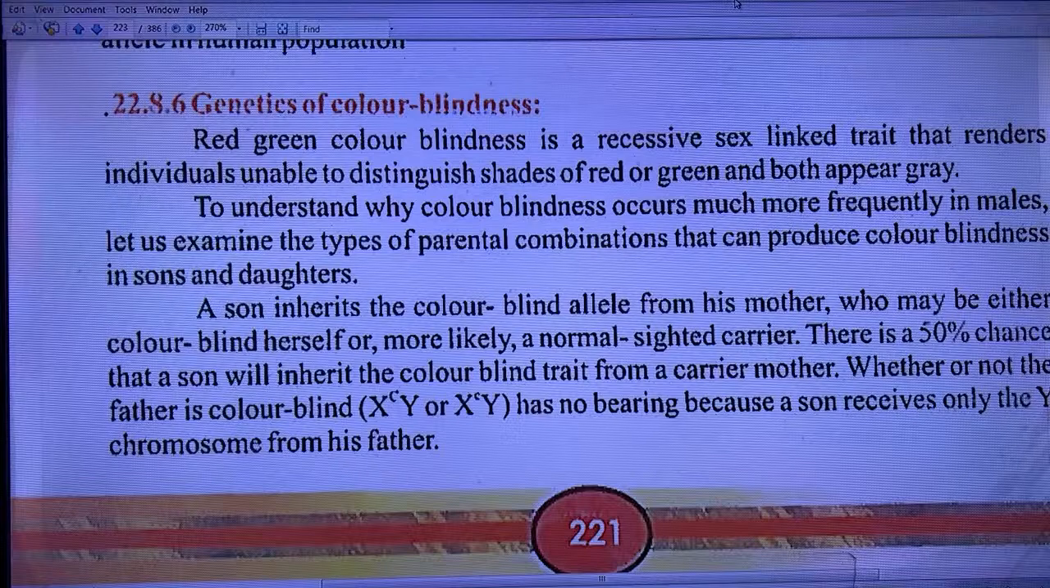A son inherits the color blind allele from his mother, who may be either colorblind herself or, more likely, a normal-sighted carrier. There is a 50% chance that a son will inherit the colorblind trait from a carrier mother, whether or not the father is colorblind. The father's XY has no bearing because a son receives only the Y chromosome from his father.